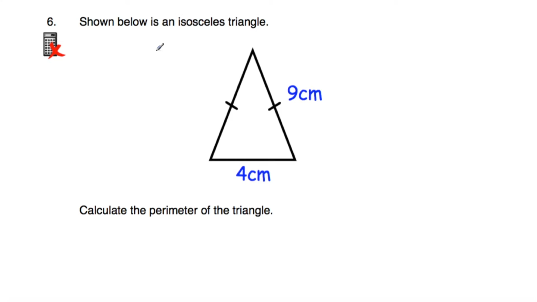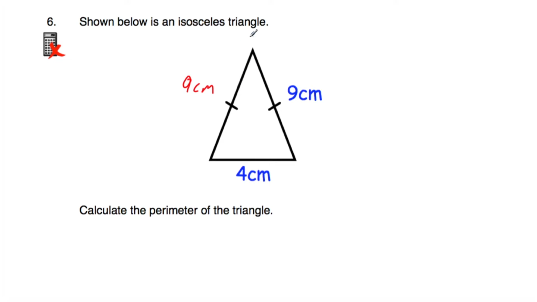So question number 6 says, shown below is an isosceles triangle. And we can see this is an isosceles triangle because we've got these two little lines here and here. So that's saying that this side has got the same length as this side. So if the right hand side has got a length of 9 centimeters, the left hand side would have a length of 9 centimeters, and the base is obviously 4 centimeters. And we've been asked to find the perimeter of the triangle.